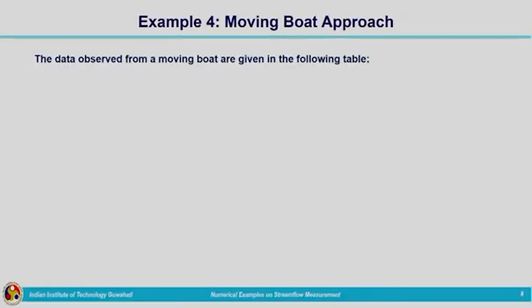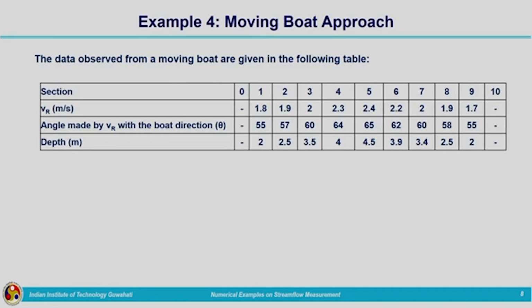Now let us move on to the example 4. Example 4 is related to moving boat approach. So the question is, the data observed from a moving boat are given in the following table. So the data given are, entire cross section is divided into different sections. Section numbering is given. VR in meters per second. VR is the velocity recorded by the current meter. That is given to you.